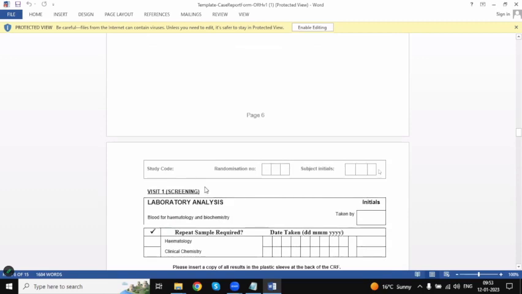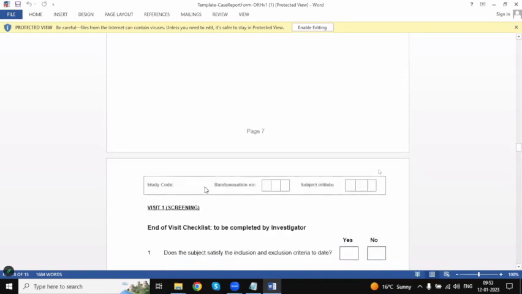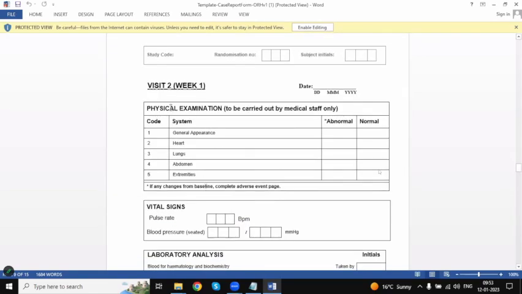When you come for the first-time visit, all this information will be collected: demographic information, and all these lab tests will be done. Those test results will be captured. Now the same tests will be repeated when you come for the second visit.